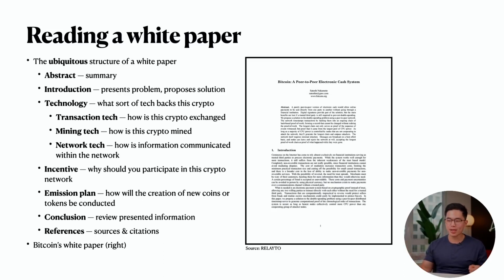First, you have the abstract. This is just going to be a summary of the coin. Then you're going to have the introduction, and this is where they're going to present any problems and propose any solutions they have. Then they'll get into the technology. So what sort of technology is actually backing this crypto? They'll talk about the transaction tech, how it's exchanged. They'll talk about the mining tech, how the crypto is created and mined, and also the network tech. So how is information communicated within the network?